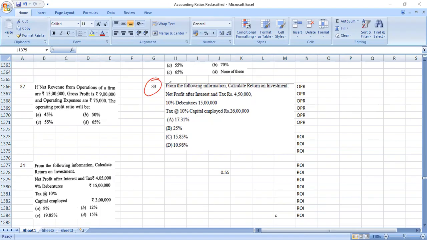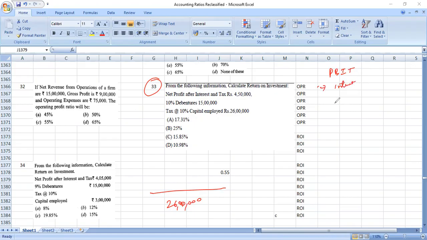We have question number 33. From the following information, calculate return on investment. Net profit after interest and tax they've given. 10% debentures have been given. Tax at the rate of 10%. Capital employed is 26 lakhs. So they've given the denominator directly, which is 26 lakhs. We need to find the numerator, which is profit before interest and tax.